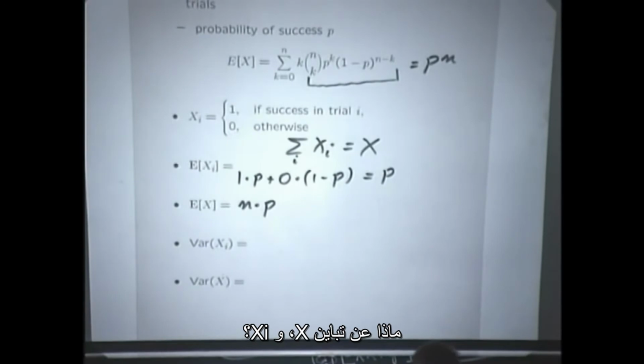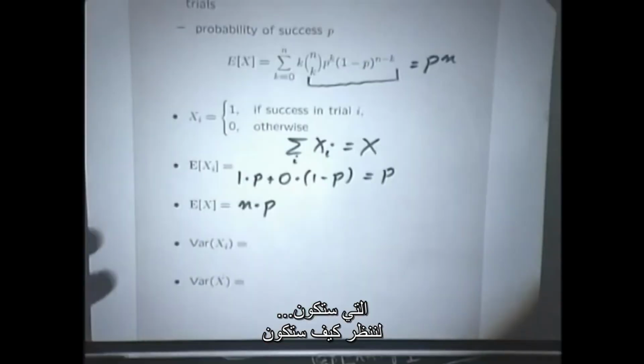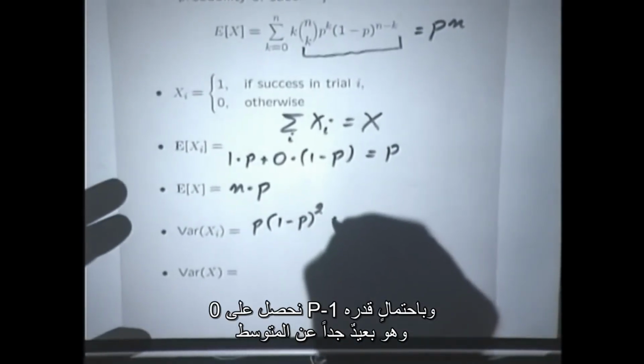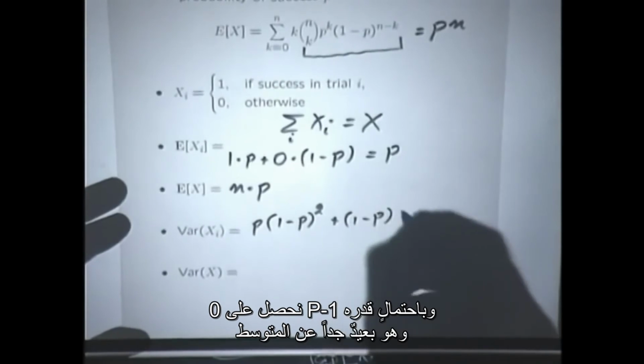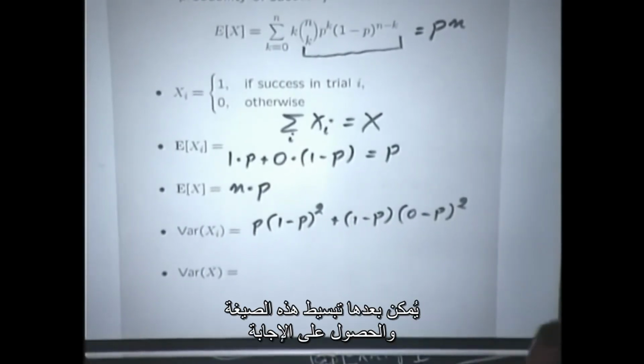Good. How about the variance of xi? Two ways to calculate it. One is by using directly the formula for the variance, which would be, let's see what it would be. With probability p, you get a 1, and in this case, that's your squared distance from the mean. With probability 1 minus p, you get a 0, which is so far away from the mean. And then you can simplify that formula and get an answer.